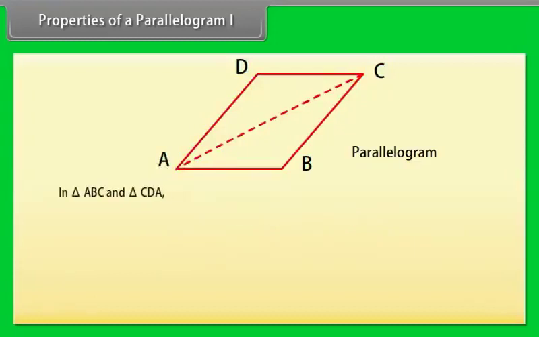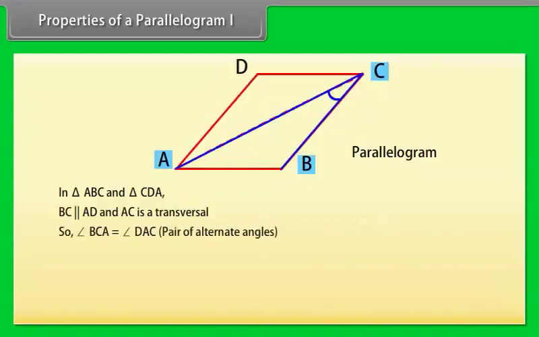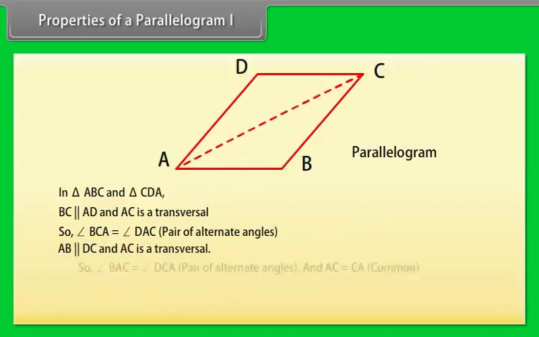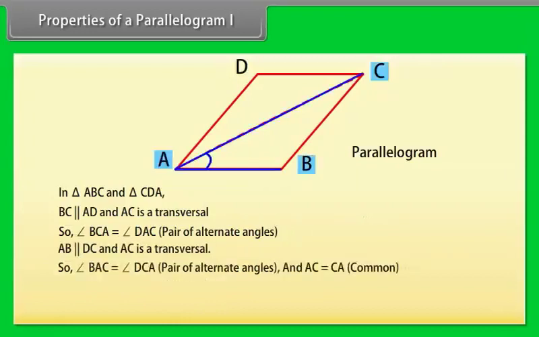We can see that in triangle ABC and triangle CDA, BC is parallel to AD and AC is a transversal. So, angle BCA is equal to angle DAC because these are a pair of alternate angles. Also, AB is parallel to DC and AC is a transversal. So, angle BAC is equal to angle DCA because these are a pair of alternate angles. And AC is equal to CA because this is common in both the triangles.